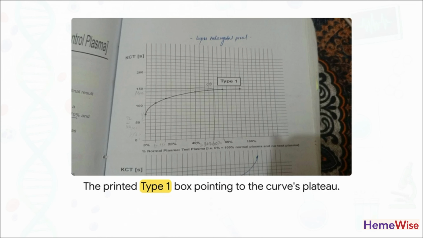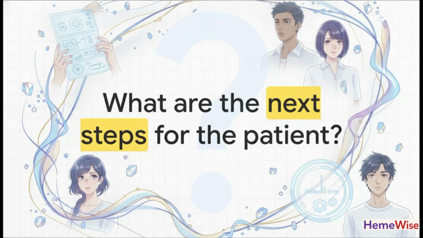We did it! We successfully traced the evidence from the raw axes to the curve, all the way to the final diagnosis. So, you have officially decoded a complex medical chart today. You've learned how a baseline is established, how mixing plasma reveals hidden anomalies, and how a very specific type 1 shape acts as a diagnostic fingerprint.